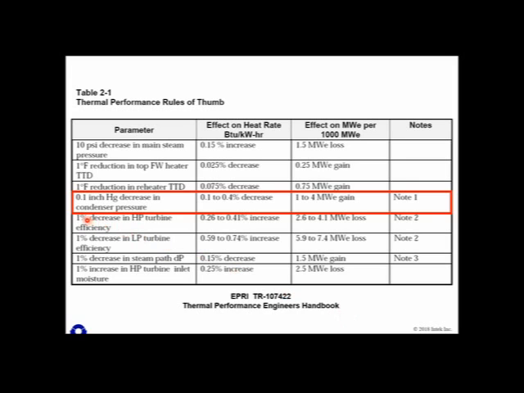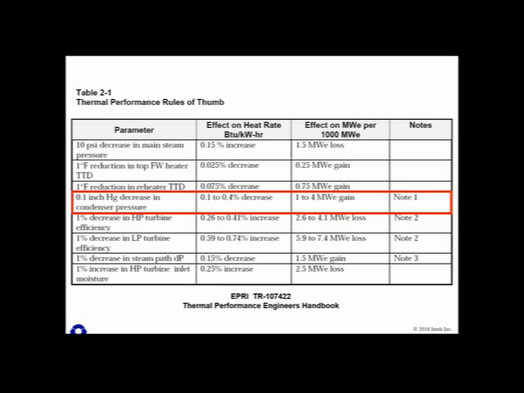As we read it, it says for every 1/10 of an inch decrease in condenser pressure, we should see a 0.1 to 0.4% decrease in unit heat rate, or a 1 to 4 megawatt electric gain in a 1 gigawatt generating unit. So the way to use this rule of thumb is to calculate the difference between your measured condenser pressure and a calculated model or target condenser pressure. And you can see that every 1/10 of an inch over the target pressure is an increase of unit heat rate from 0.1 to 0.4%.